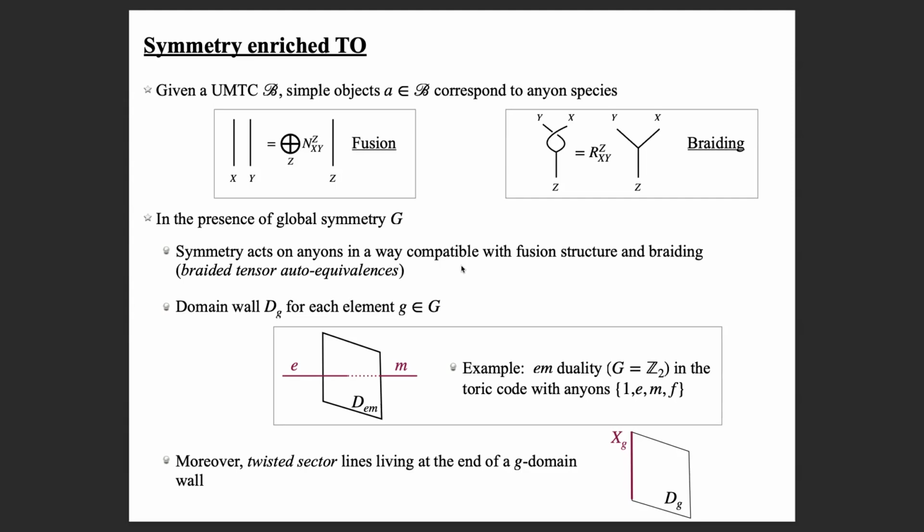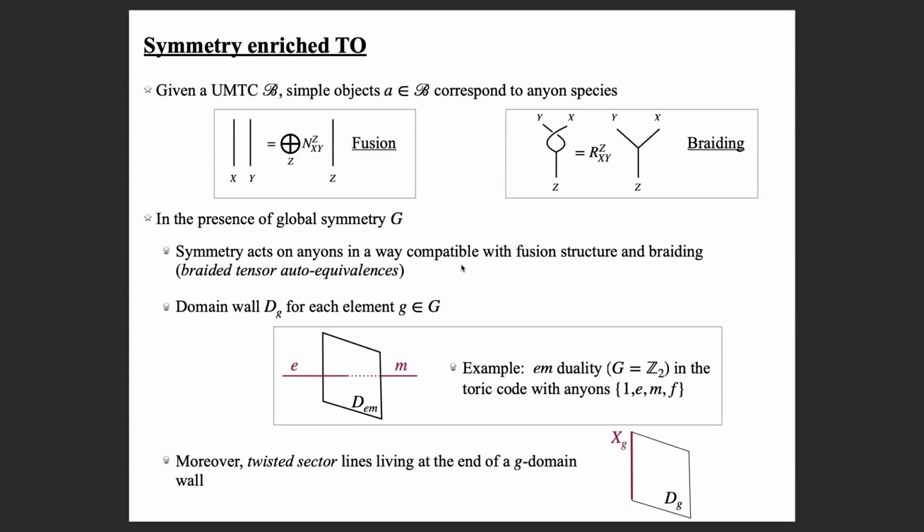And once you have a symmetry G, then in addition to the topological lines, the anyons of the topological order, you can consider domain walls. It implements the zero-form symmetry G. So you have one domain wall for each group element. And a standard example is e-m duality in the toric code, which has these four types of anyons: 1, e, m, f. And this e-m duality is a zero-form symmetry that swaps e and m.